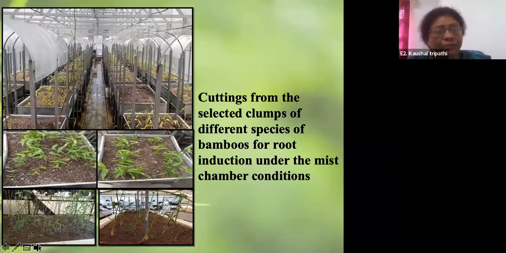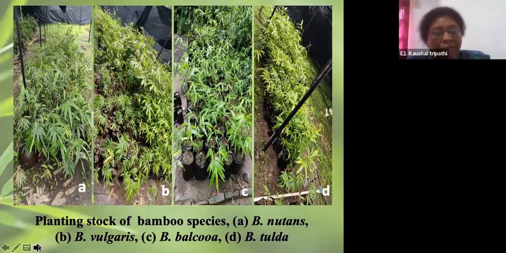Next slide, please. And we have planting stock of different bamboo species: Bambusa nigrans, Bambusa vulgaris, Bambusa balcoa, Bambusa tulda with us, and we sell them to any stakeholders who come to us for purchase at around 25 rupees per plant, and the forest departments as well as farmers take this planting material from us for plantations. Next slide, please.